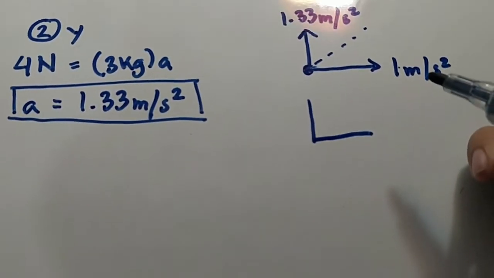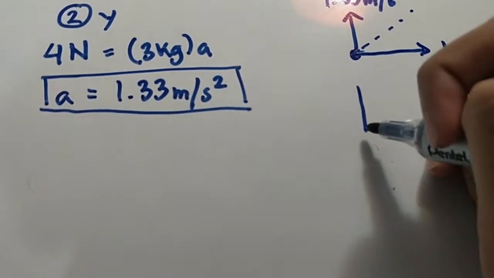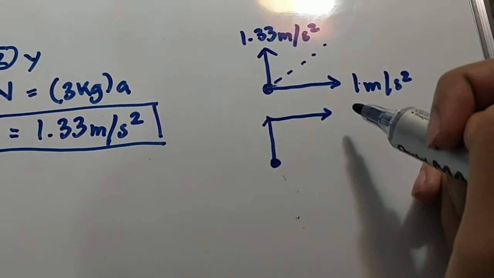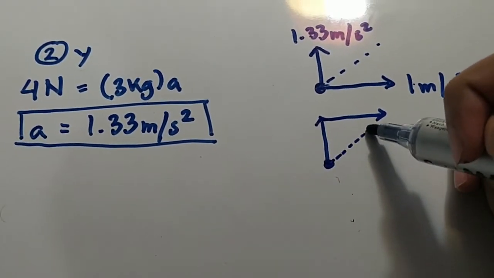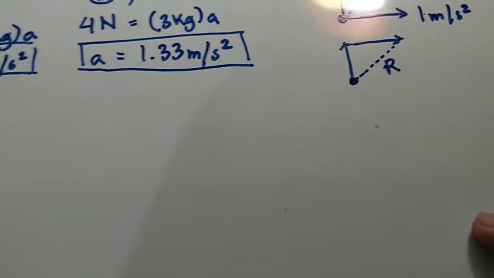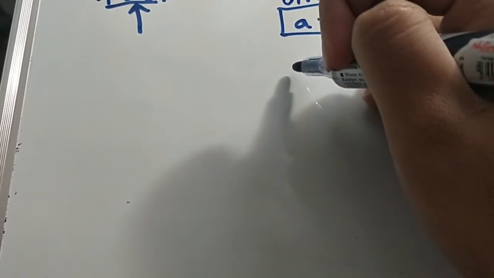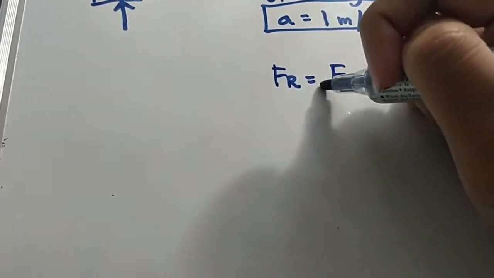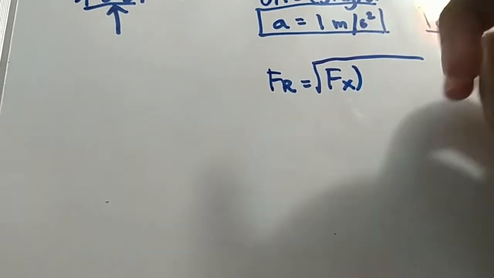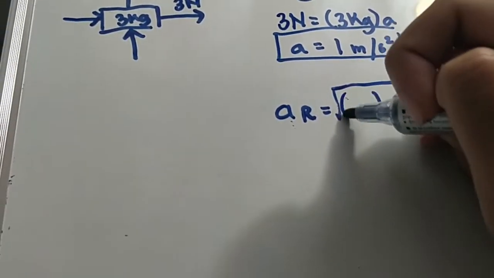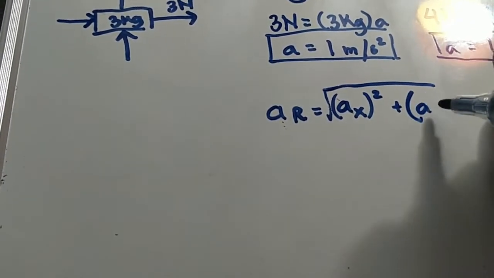Kasi pag tayo ay nag-parallelogram method, kunyari itong origin, ito yung 1.33 mo, then ito yung iyong 1 meter per second squared. Ngayon, ito yung iyong magiging resultant, or yun yung nasa gitna ng 1.33 at 1 meter per second squared. So, let us use the Pythagorean theorem, or yung c squared, or pwede natin sabihin na resultant na lang. F resultant is equal to the square root of Fx... Joke! Acceleration ang pinag-usapan natin dito eh. So, acceleration resultant is equal to acceleration x squared plus acceleration y squared.